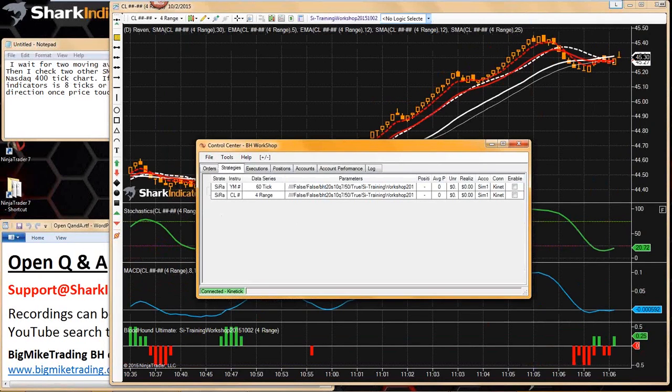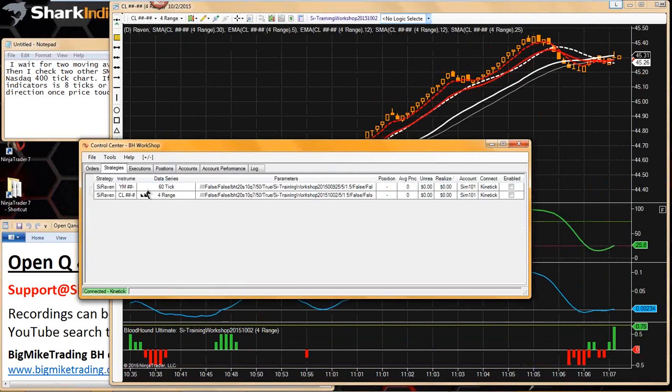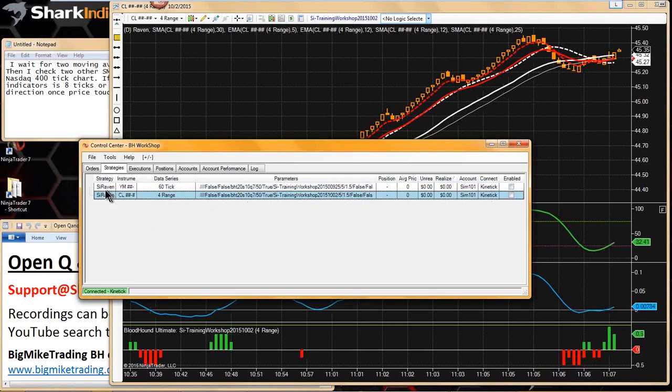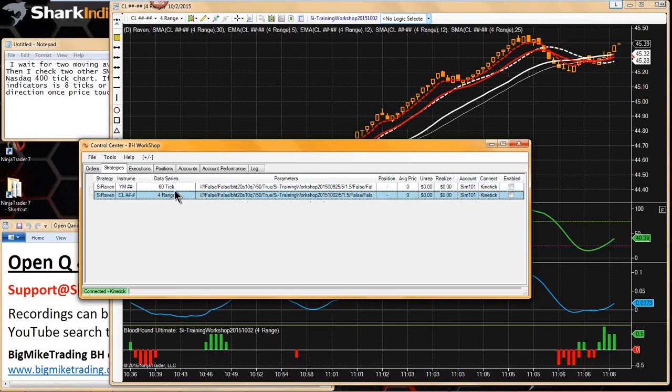And so if we go to our strategy tab, I'm getting a little sidetracked here, but there's our various strategies. And you notice that we had 2 on here. One of these Ravens is linked to a 60-tick chart, and the other one's linked to this 4-range chart. So as a general rule, I'd say it's a good idea to remove these Ravens off of this list.